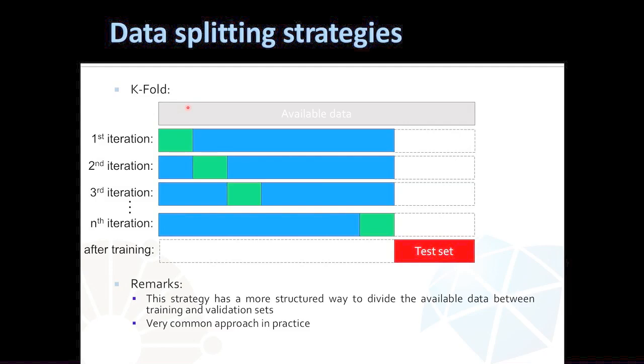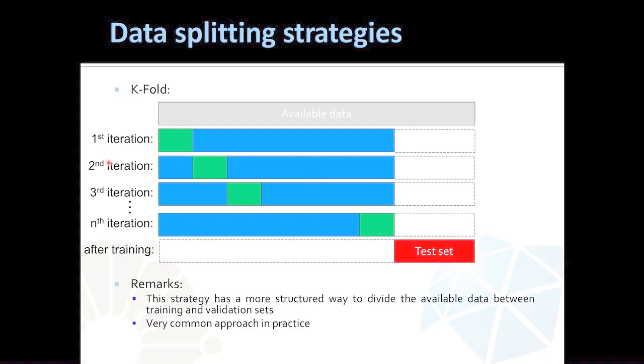The available data is divided into k partitions. In the first iteration, the first partition is used as a validation set and all the remaining data is used as training set. The system is fully trained with this data. In the second iteration, the second partition is used as validation set and all remaining data is used as training set. Again, the system is fully trained with this data.